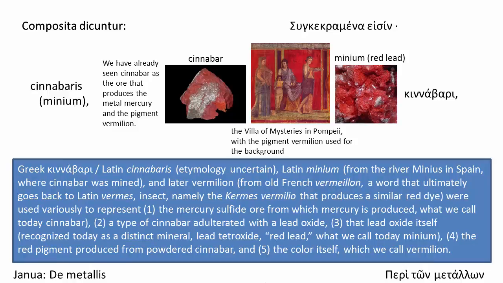Greek cinnabari, etymology uncertain, Latin minium, from the river Minius in Spain, where cinnabar was mined, and later vermilion, from Old French vermillon, a word that ultimately goes back to Latin vermes, insect, namely the Kermes vermilio, that produces a similar red dye, were used variously to represent: 1. The mercury sulfide ore from which mercury is produced, what we call today cinnabar. 2. A type of cinnabar adulterated with a lead oxide. 3. That lead oxide itself, recognized today as a distinct mineral, lead tetroxide, red lead, what we call today minium. 4. The red pigment produced from powdered cinnabar, and 5. The color itself, which we call vermilion.